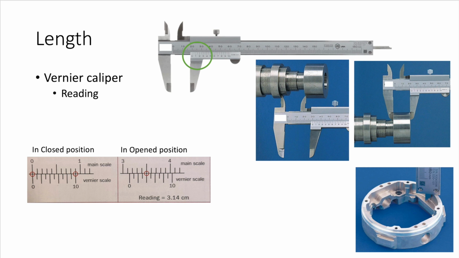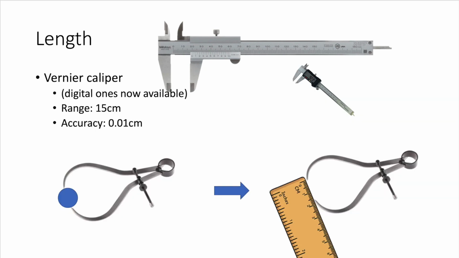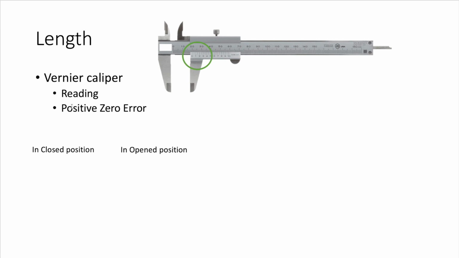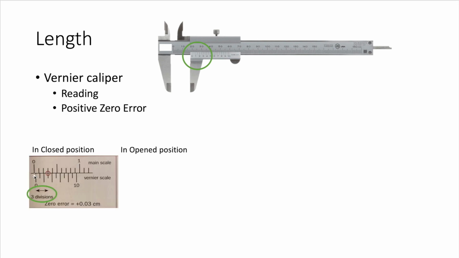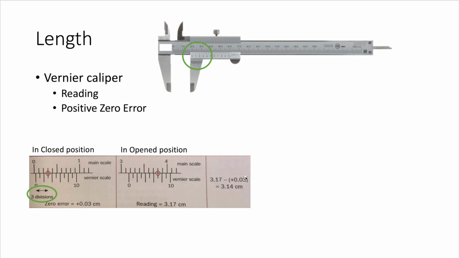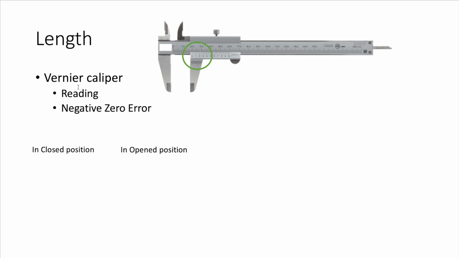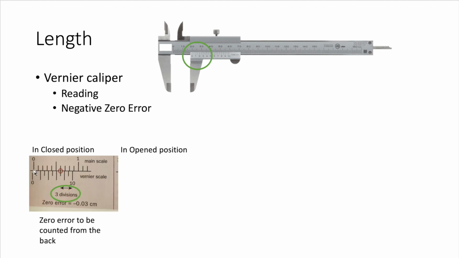cm, and positive zero error will look like this. The 0 is already in front of the 0, and so the line that matches up is the third one. When you take your reading, just remember to minus the zero error off. Negative zero error will be when the 0 is already pointing behind the 0 on the main scale, and you have to count the divisions from the back. And so when you do your measurements, you have to remember to add it back in.